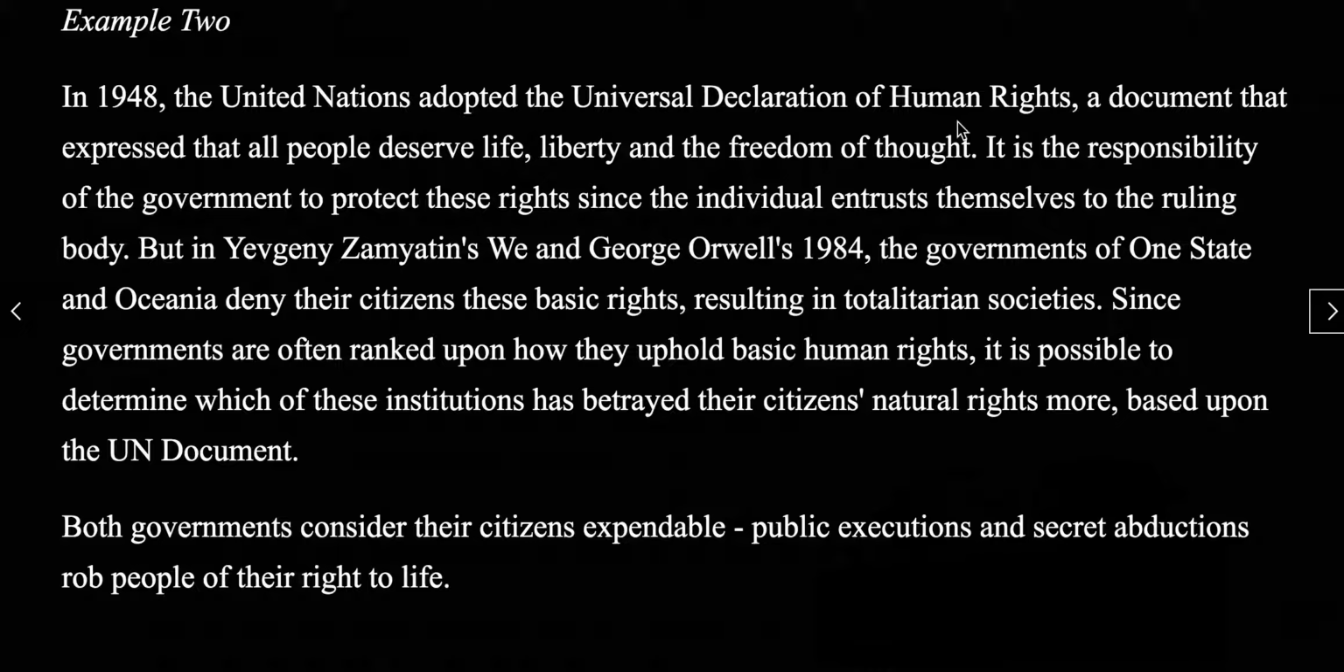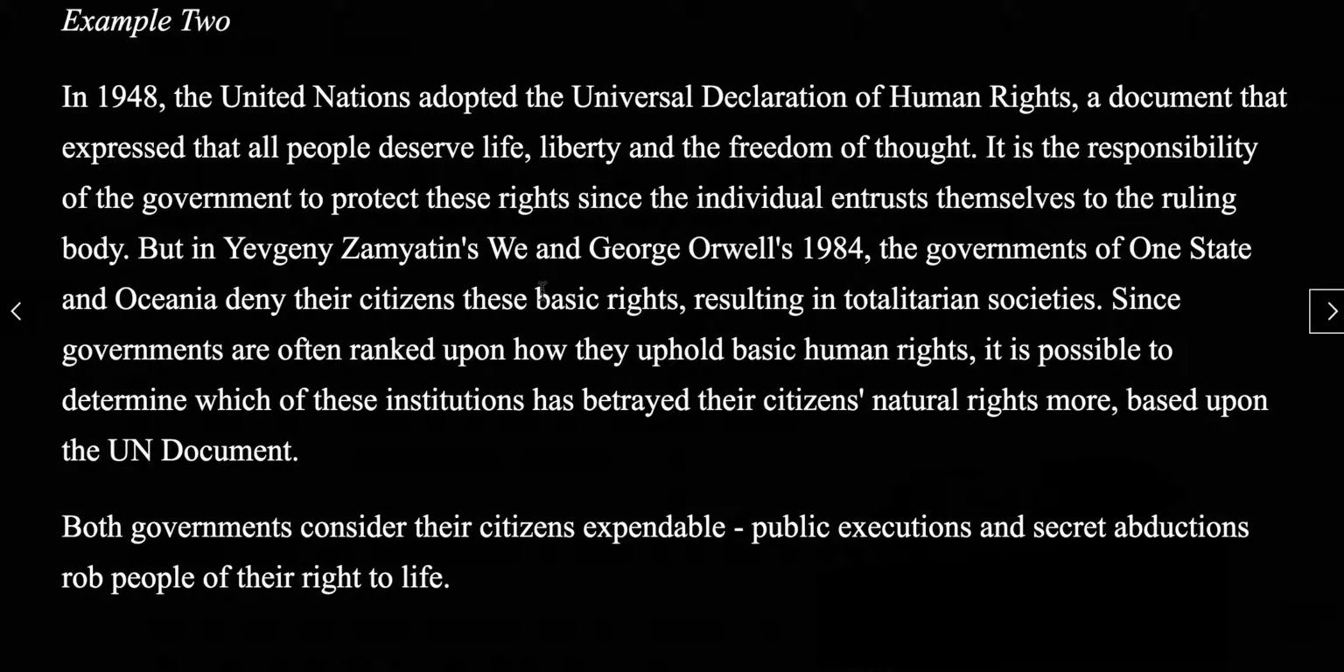We have the Universal Declaration of Human Rights, and then we have two novels. We have We and 1984. And so looking at this, it looks to me that the One State and the Oceania are from the two different novels.